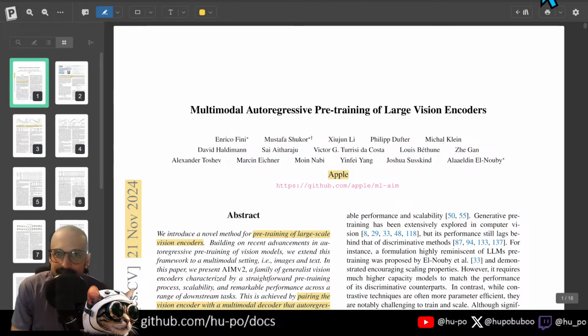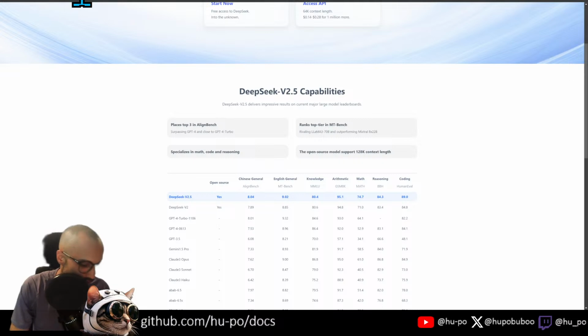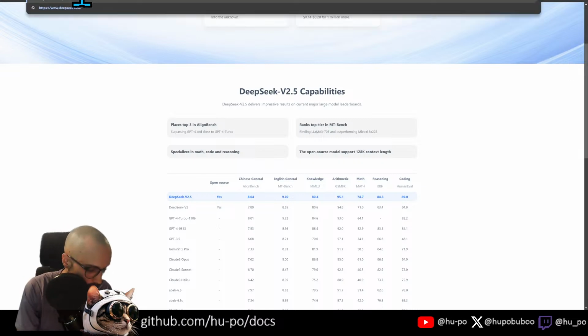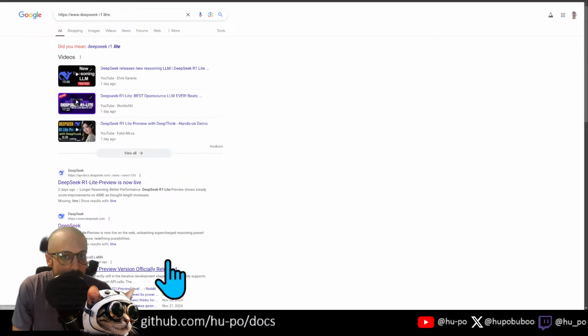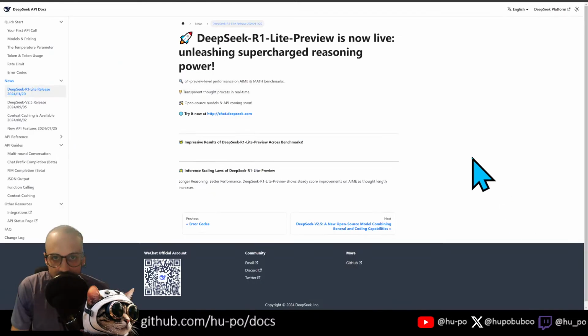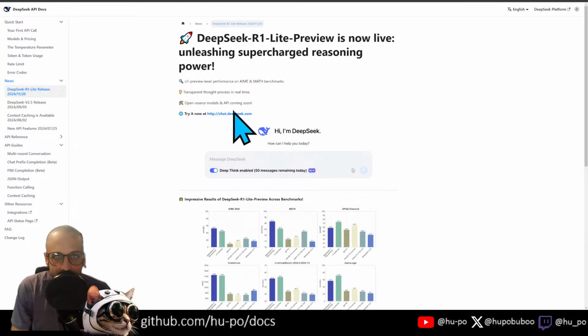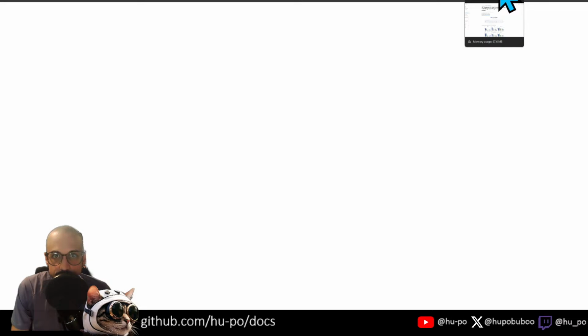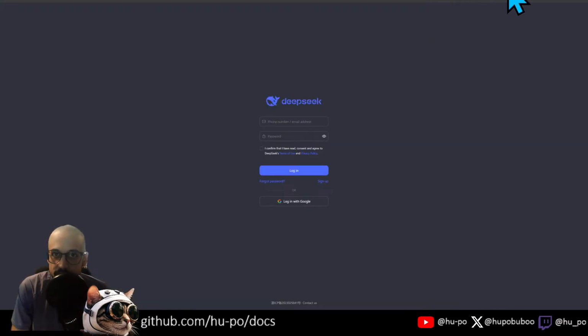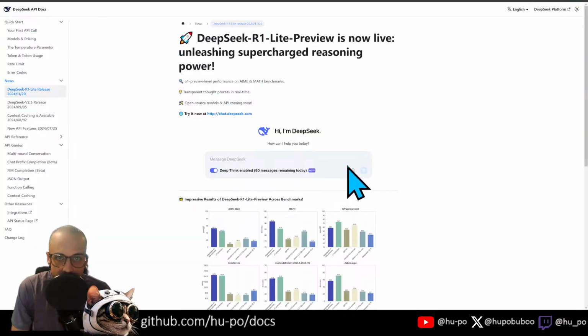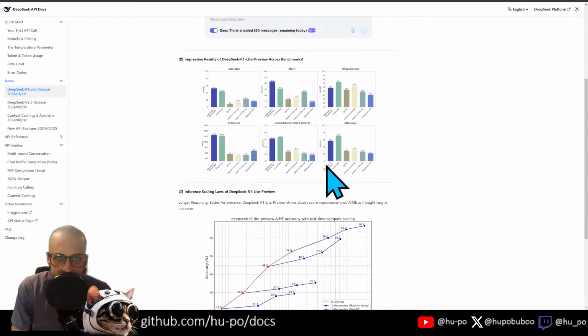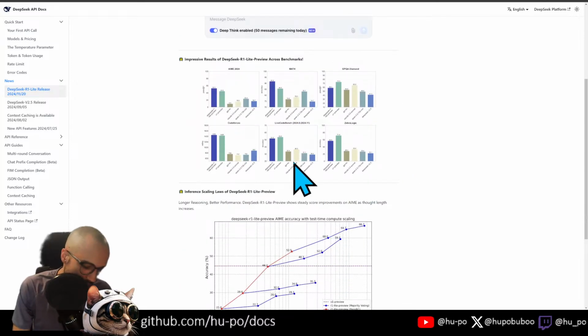DeepSeek R1 Lite, is that what it was called? DeepSeek R1 Lite. This one. Try it out now. Oh my God. No. Let's see the numbers.